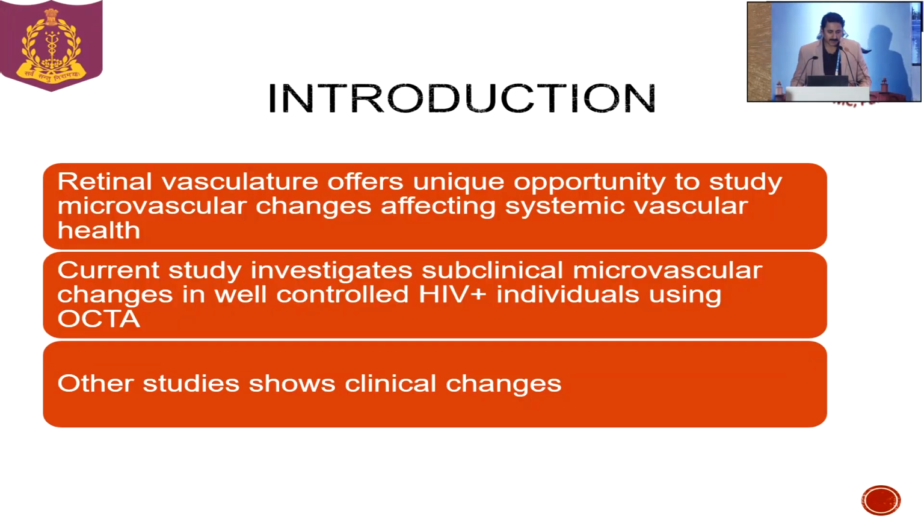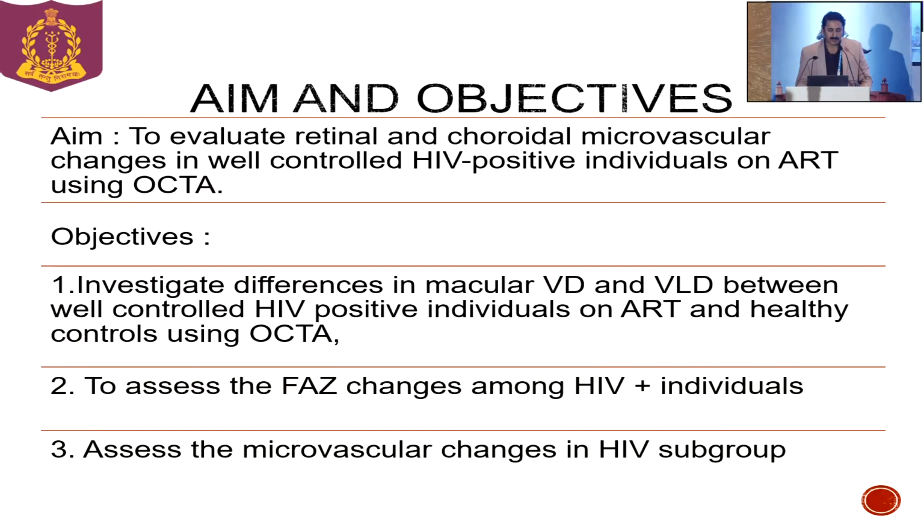Introduction: retinal vasculature offers a unique opportunity to study microvascular changes affecting systemic vascular health. The current study investigates subclinical microvascular changes in well-controlled HIV positive individuals using OCTA. There are other studies which show the clinical changes. Aims and objective: the primary aim of this study is to evaluate retinal and choroidal microvascular changes in well-controlled HIV positive individuals on ART using OCTA.